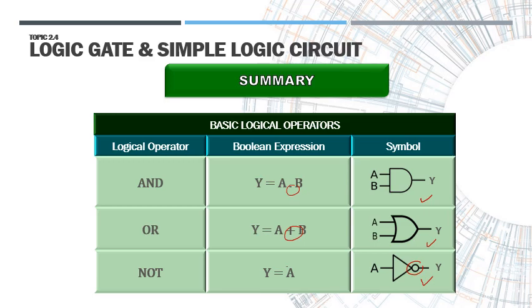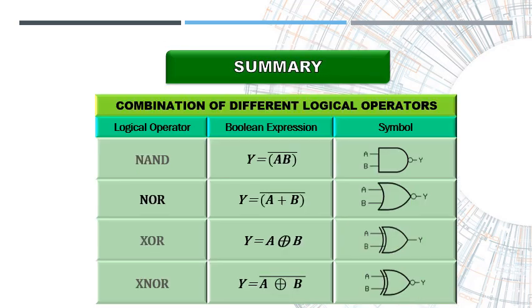Next one. This one is a combination of different logic operators, which is not and, not or, exclusive or, and exclusive not or. So this is the Boolean expression. You just understand what the difference is. This is the symbol.